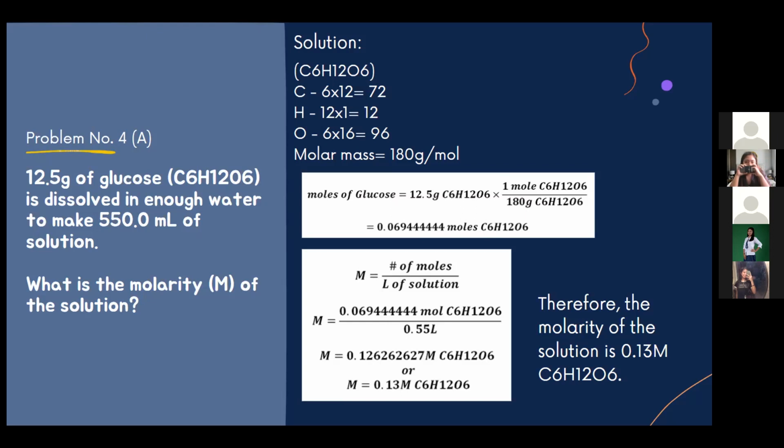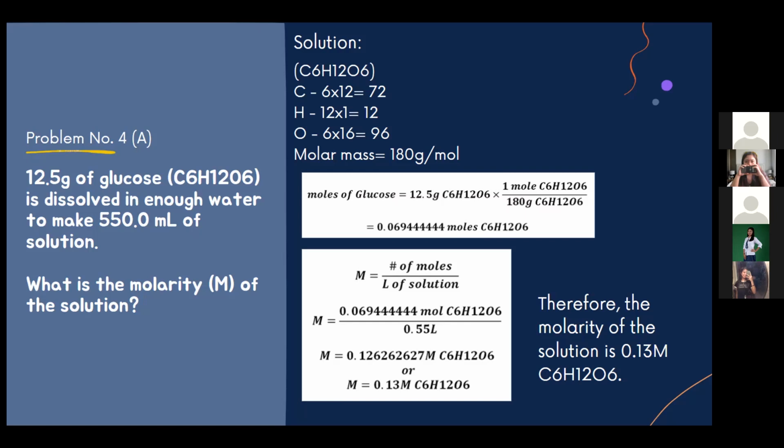So the next thing to do is we should find the moles of glucose. The formula is moles of glucose is equal to weight in grams over molecular weight. So 12.5 grams divided by 180 grams per mole is equal to 0.694444 moles. So the next thing to do is to find the molarity of the solution.